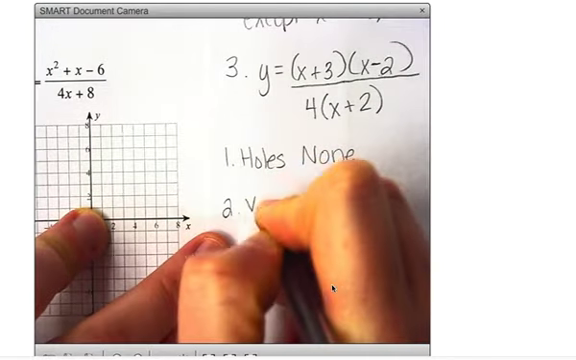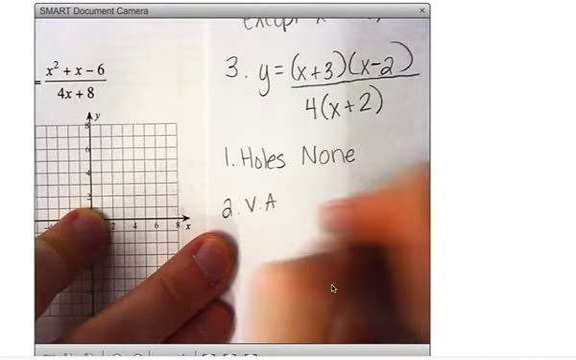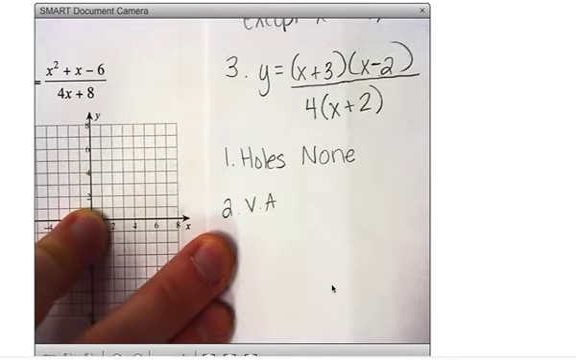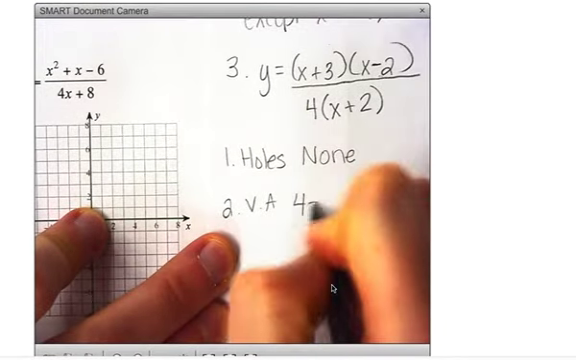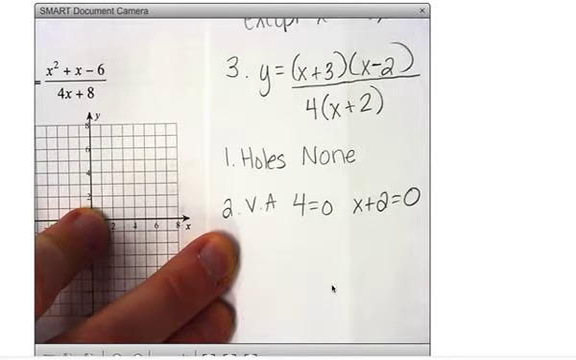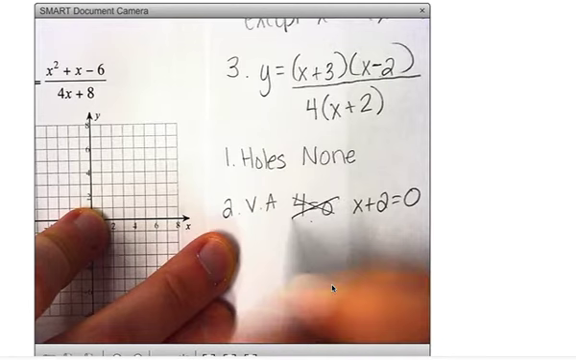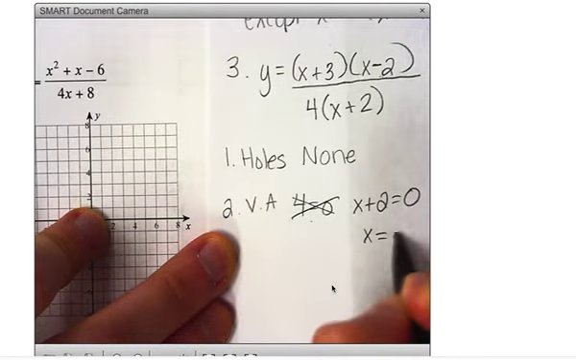Vertical asymptotes. I set the bottoms equal to 0. So 4 equals 0 and x plus 2 equals 0. What happens to this one? It just marks out. It goes away. There's no x. And then I have x equals negative 2.